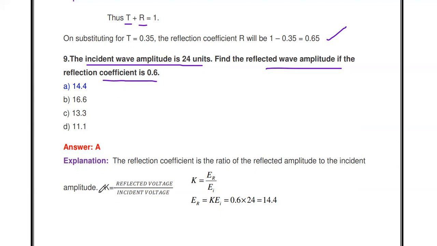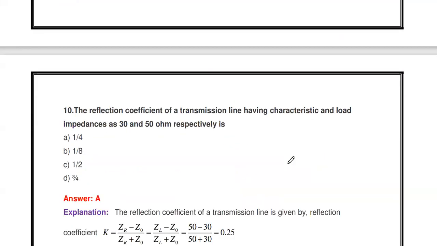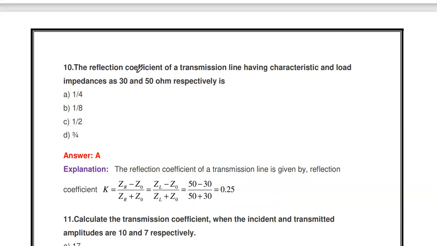What is the relation between these things? The reflection coefficient is equal to the ratio of reflected voltage divided by incident voltage. Here the incident voltage is given, K is given. We have to find out the reflected voltage. So the reflected voltage is equal to K into EI. So 0.6 into 24. So the answer is 14.4.